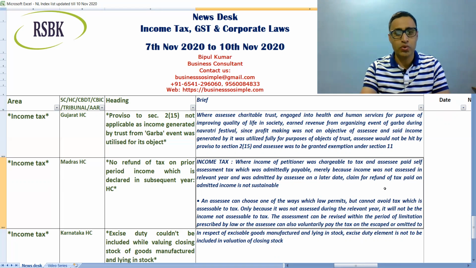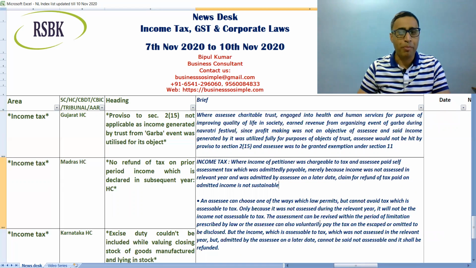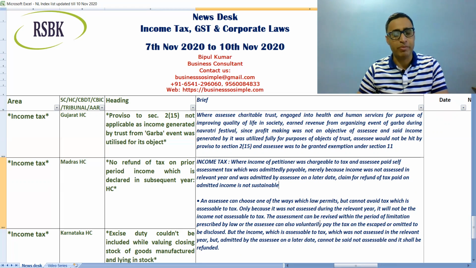And the assessee can choose one of the ways which the law permits but cannot avoid tax on income which is accessible to tax only because it was not assessed during the relevant year. It will not become income that is not accessible to tax. The assessment can be revised within the period of limitation prescribed by law, or the assessee can also voluntarily pay the tax on the income escaped or omitted to be disclosed. But income which is accessible to tax, which was not assessed in the relevant year but admitted by the assessee at a later date, cannot be treated as not accessible, and it shall be refunded.